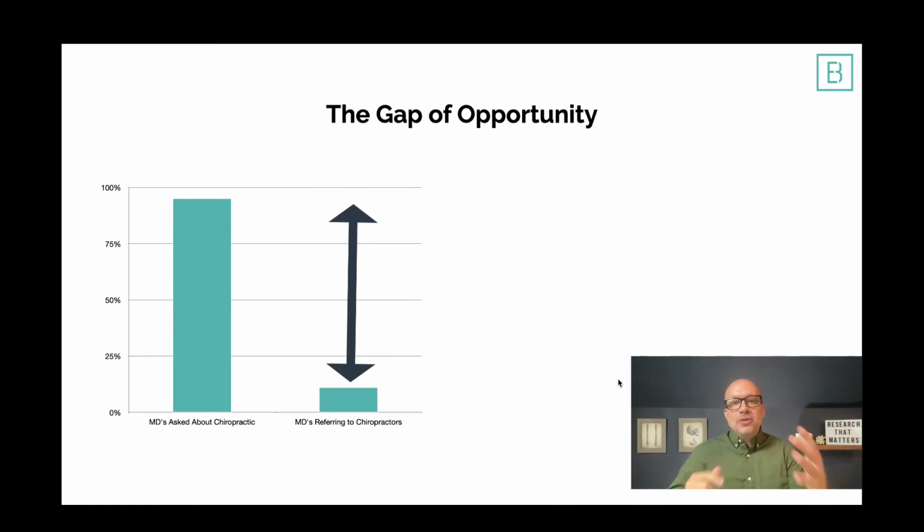We know 30% of a primary care doctor's daily visits are related to neuromusculoskeletal care. We know a fraction of them are emergent, have red flags. So that means a majority should be referred into your practice. That is the gap of opportunity that exists right now.